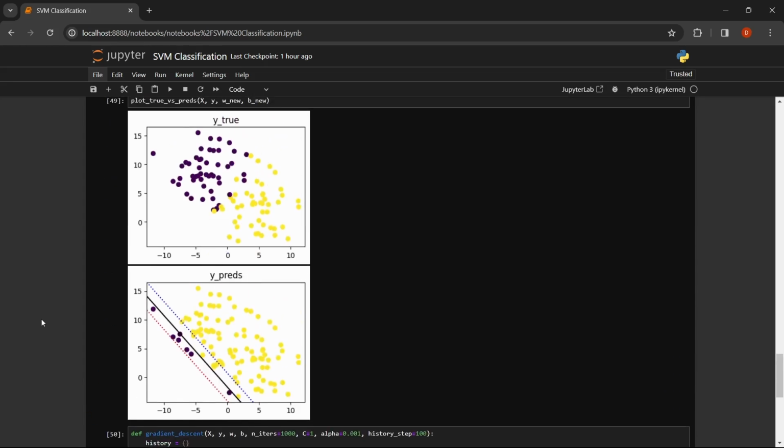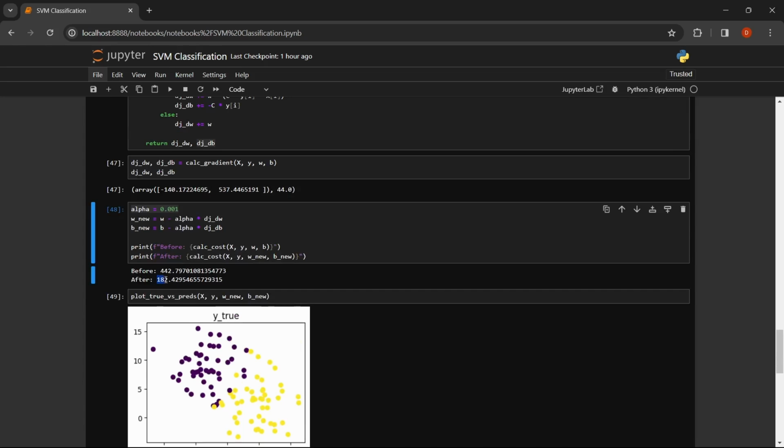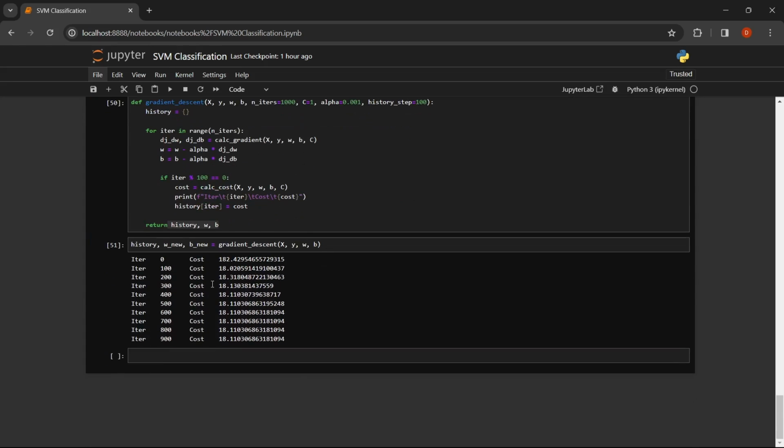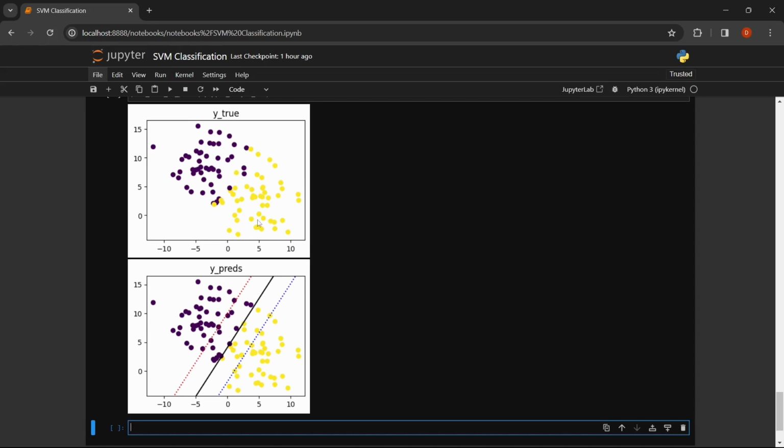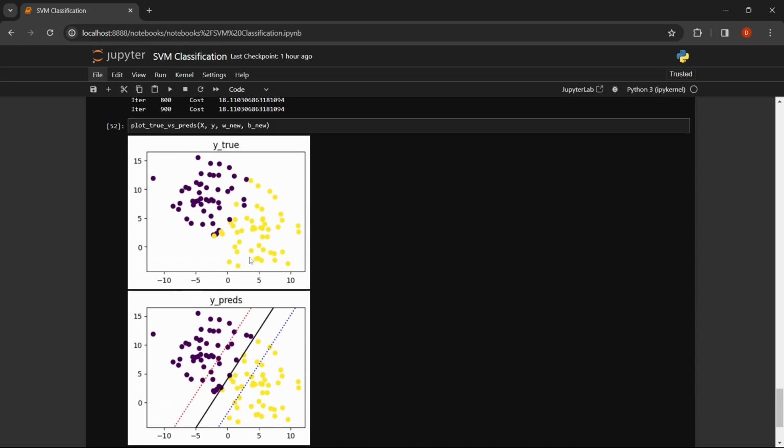All right, so previously our cost went down to 182, but after running gradient descent over 1,000 iterations, we got our cost all the way down to 18, which sounds a lot better, but let's go ahead and plot that to see how well our model's actually doing now. And in these two plots, you can almost hardly tell which one is the y true and which one is the y pred. So it looks like our model did pretty well training these weight and bias values. There might be a few incorrect predictions, but that would make sense because there's a little bit of overlap between these yellow and purple dots.